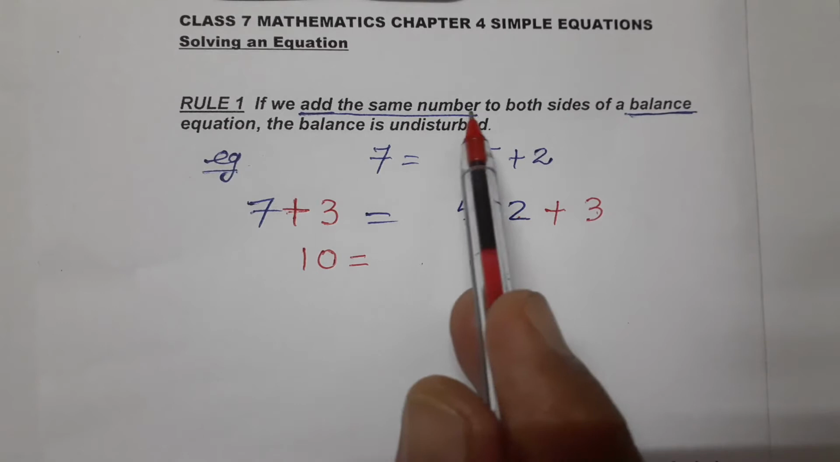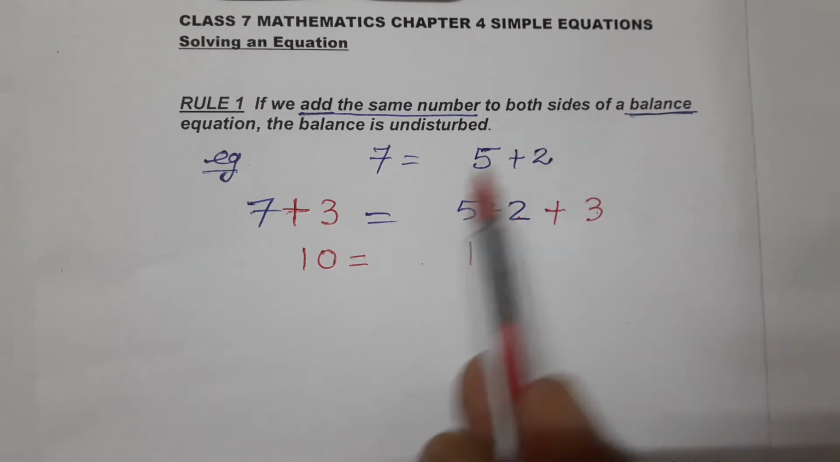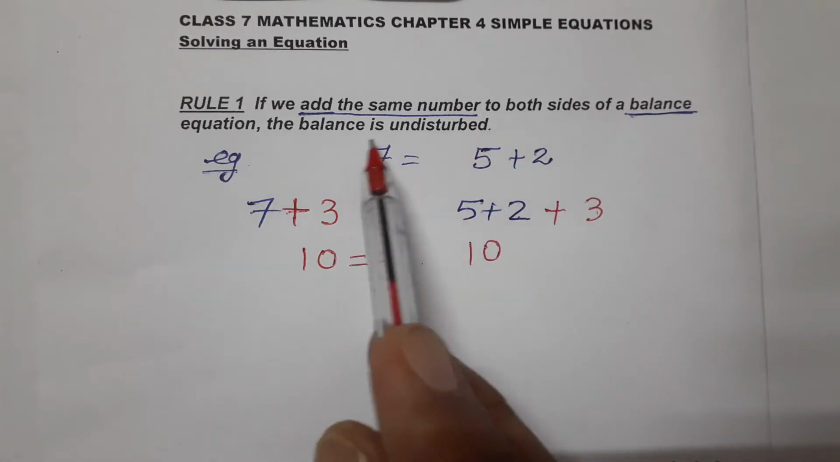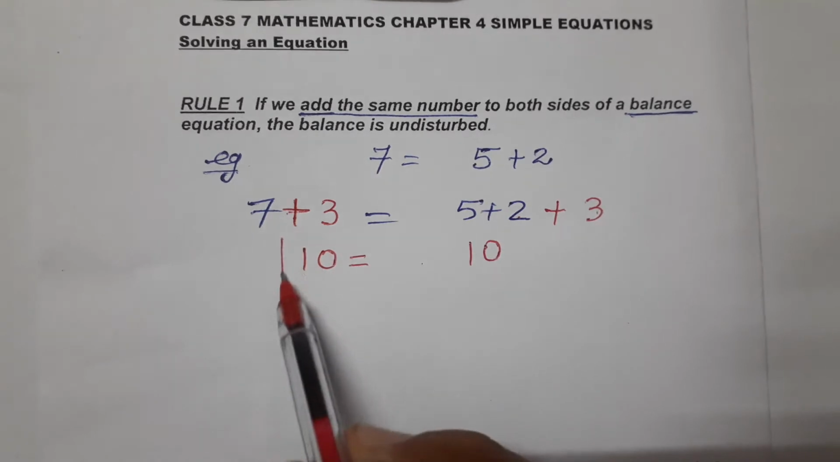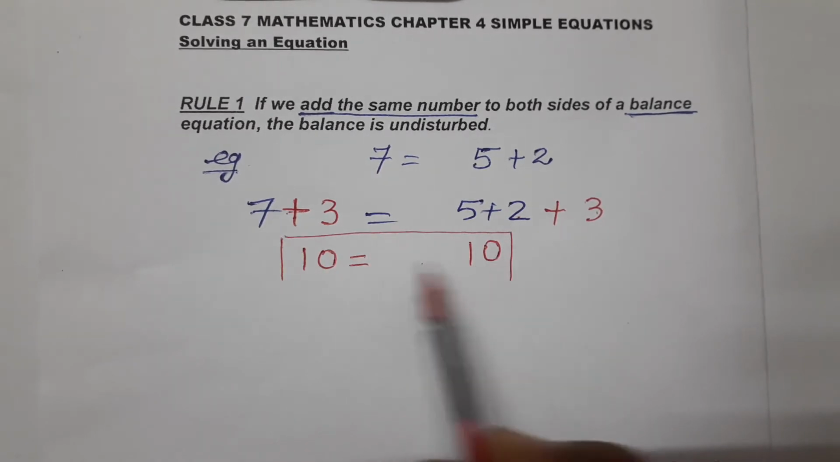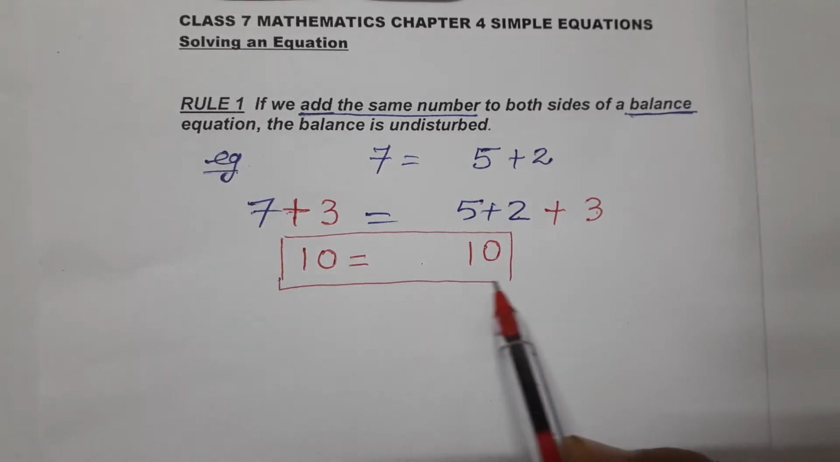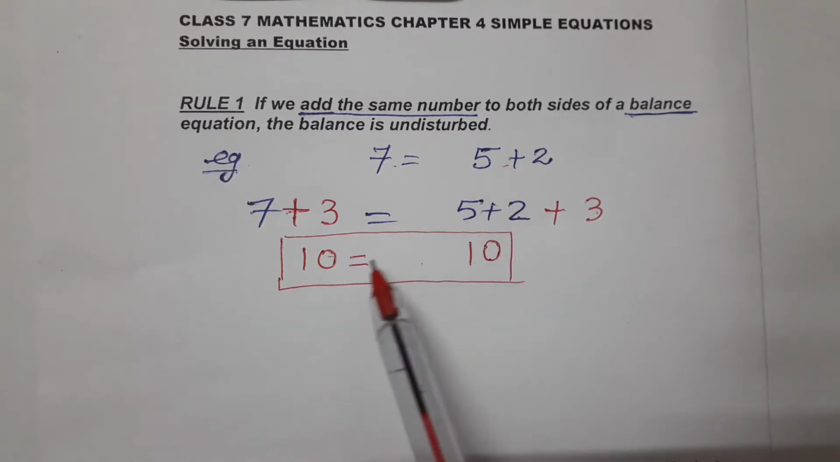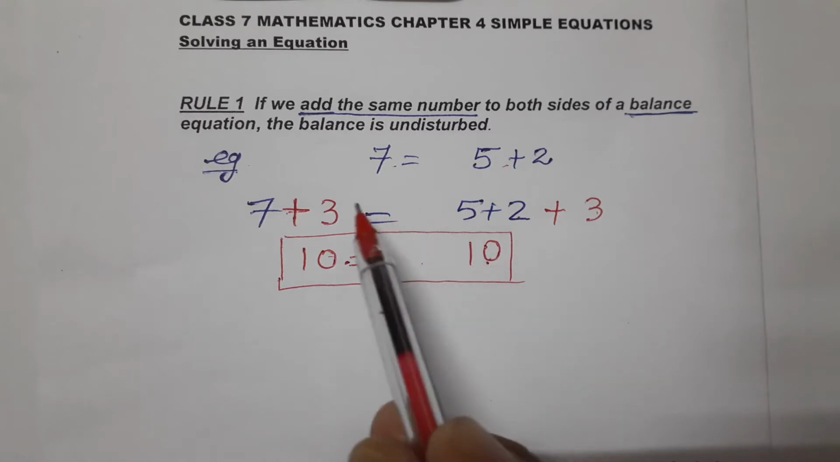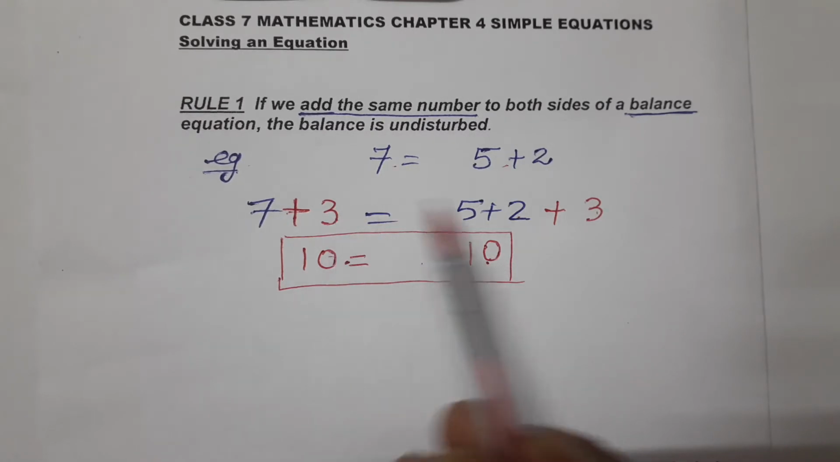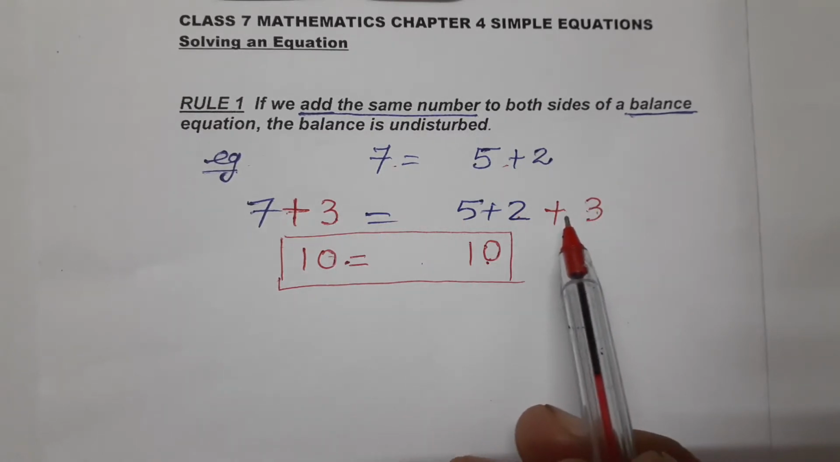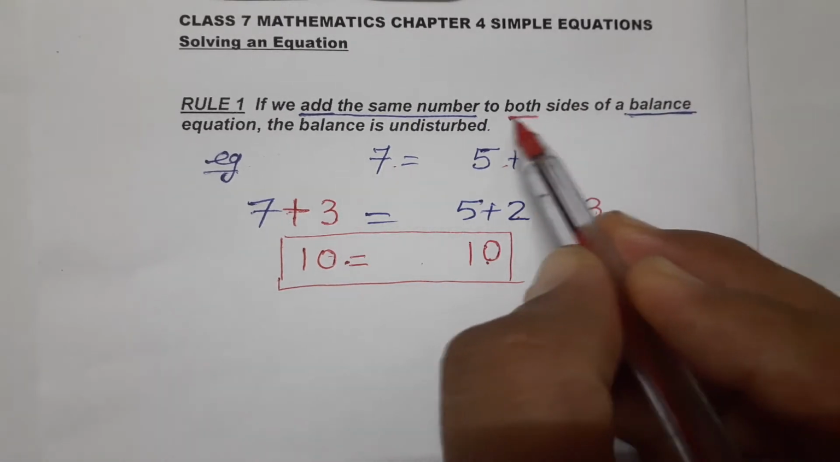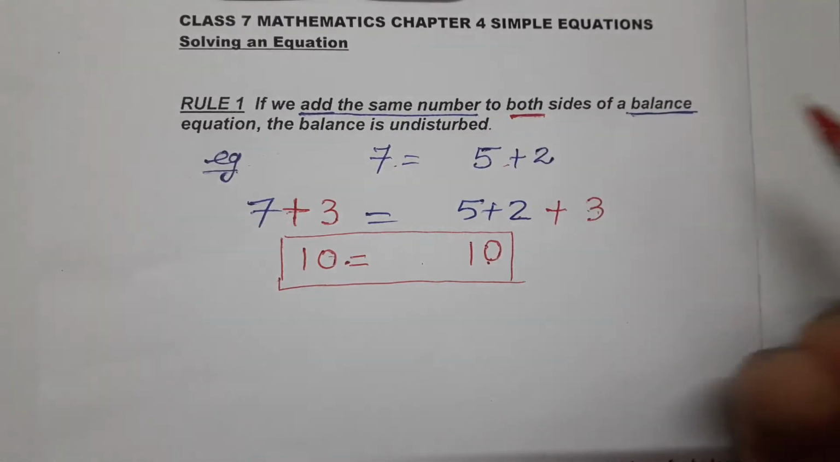So if we add the same number to both sides of a balanced equation, the balance is undisturbed, it will not be disturbed and we'll get the same. So 10 equals 10, again we are getting 7 equals 7 and here we are getting 10 equals 10. So if we add anything to both sides, but remember, both sides, if we are not adding to both sides then the equation is unbalanced.